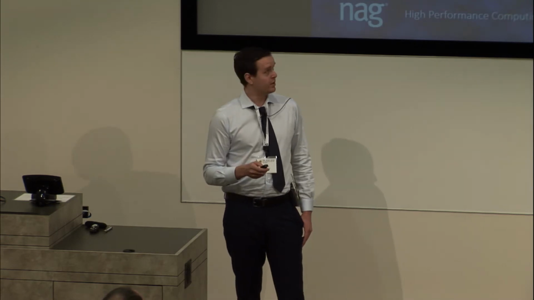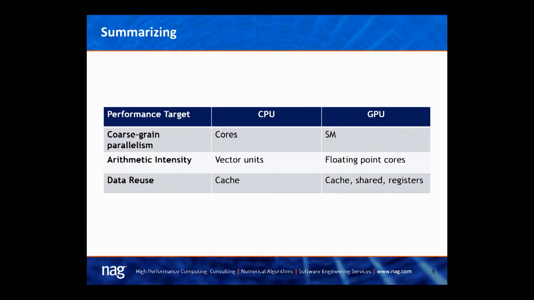And I'll just go ahead and jump straight into code. Oh, next one. Just a quick table. So for the coarse-grained parallelism, on CPUs we have cores, GPUs SMs. For arithmetic intensity, on CPUs we have vector units. On GPUs we have floating point cores, which are divided into warps. And for data reuse, on CPUs we have cache, and on GPUs, cache, shared, and registers.